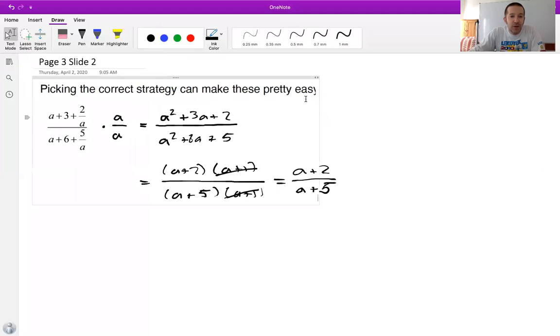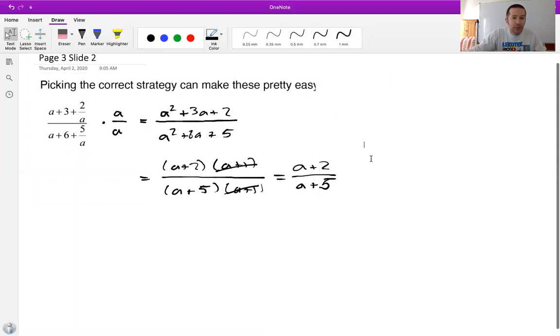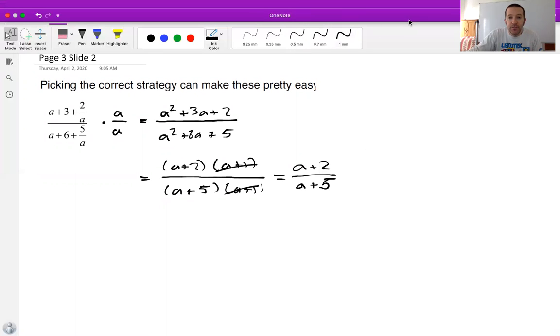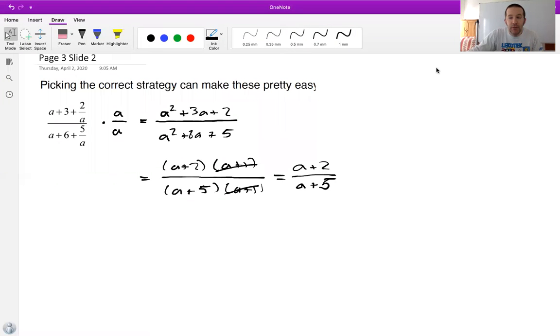Just so you know, the questions that involve these will say something like simplify completely. And when I say that, I mean all the factoring done, all the canceling done. So we'll talk more about that when we get closer to the assessment. So y'all keep an eye out for slide 4 in the next video.